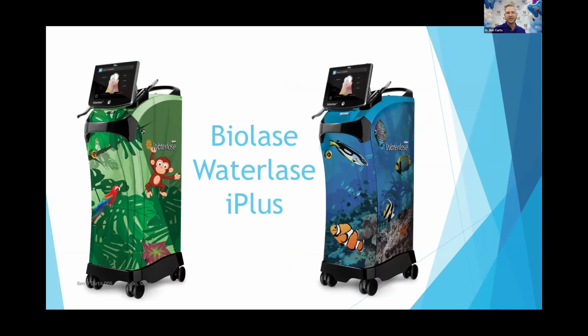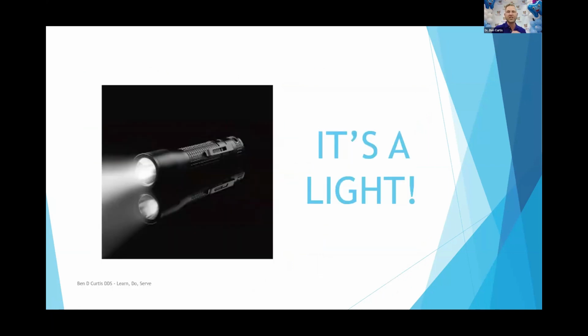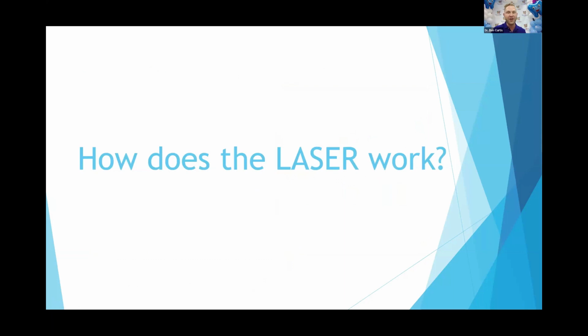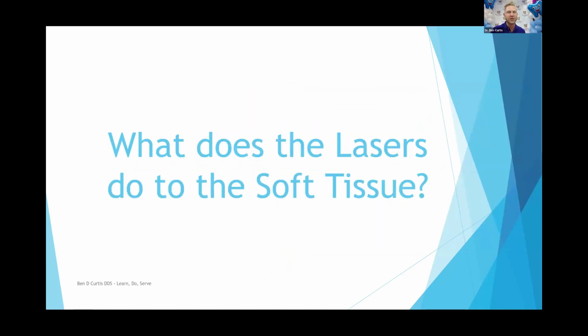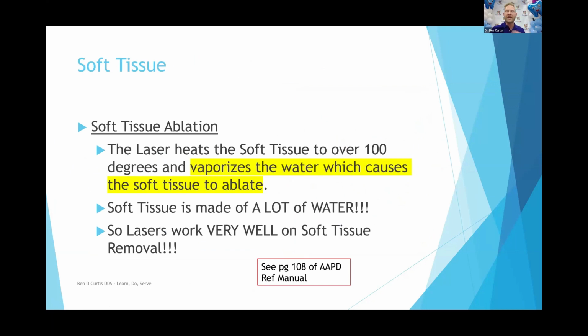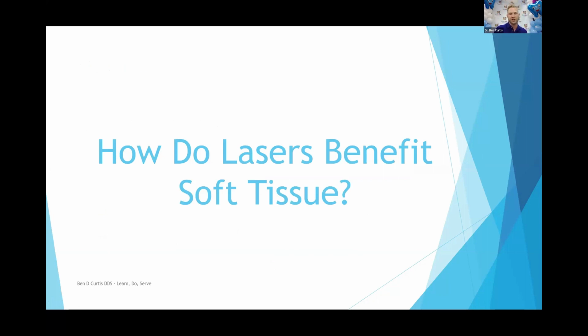tissue better. So once again, when we're looking at a laser, it is just a fancy flashlight. That is all it is. How does it work? It's an erbium chromium laser, YSGG. It's attracted to water, and there's a lot of water in soft tissue, so that's how it works so well. What does it do? It heats the tissue up and vaporizes it. Technically, that's called ablation, and this comes out of your AAPD reference manual. So this is something that is published in your pediatric literature.